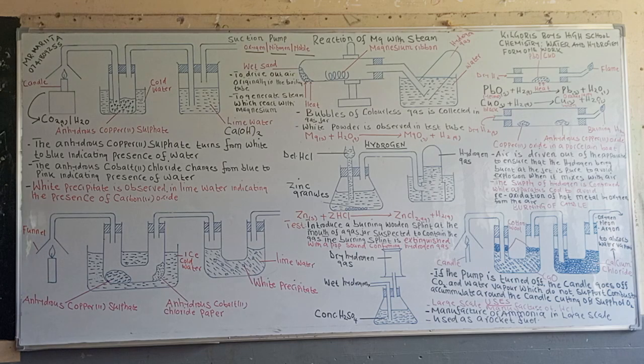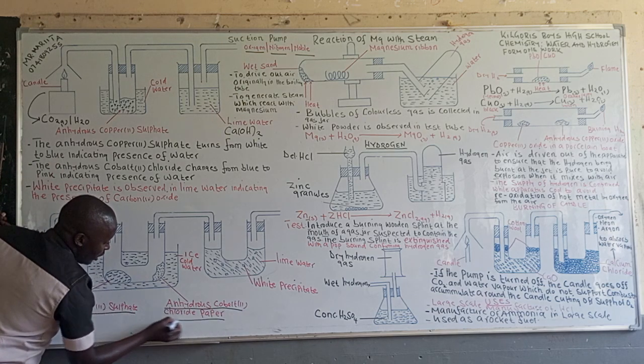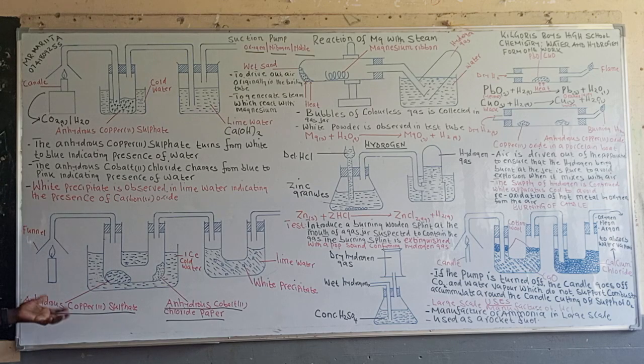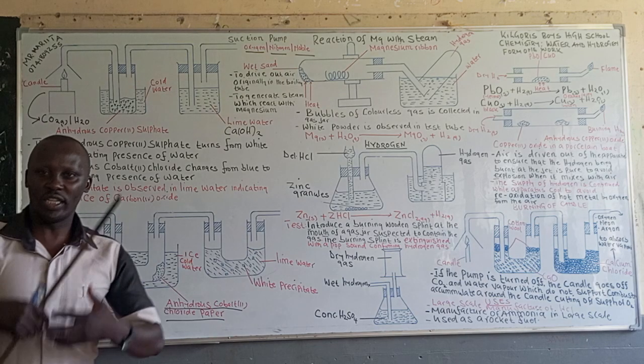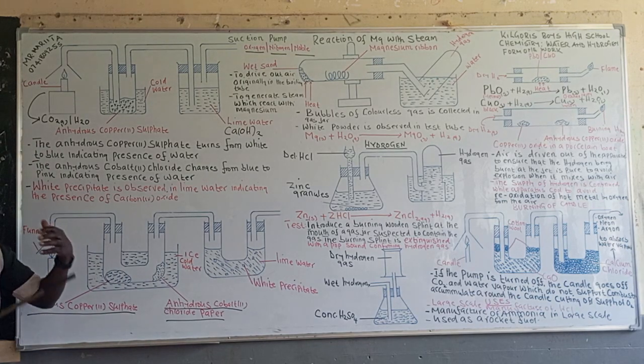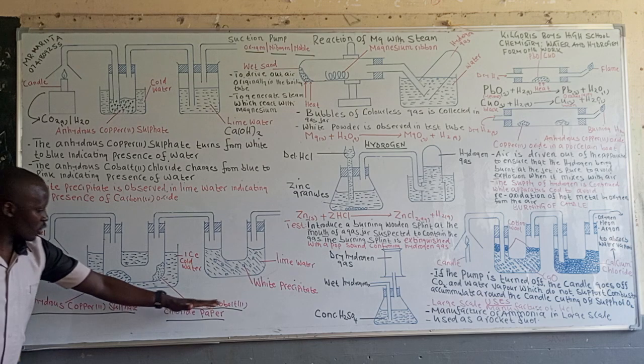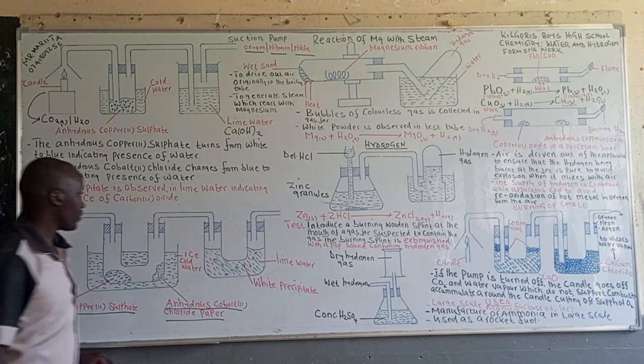Then we have anhydrous copper II sulphate. The anhydrous copper II sulphate is testing for the presence of liquid water. And also you can have the cobalt chloride paper. The cobalt chloride paper is normally used when testing the chemical test of water. So sometimes you will be required to describe the chemical test for water. Normally there are two, whereby we are using anhydrous copper II sulphate, then we have cobalt chloride paper.